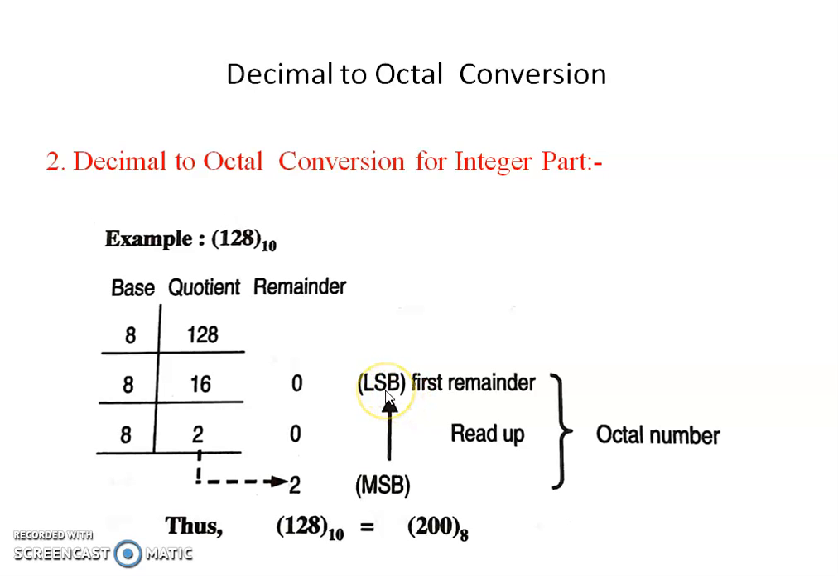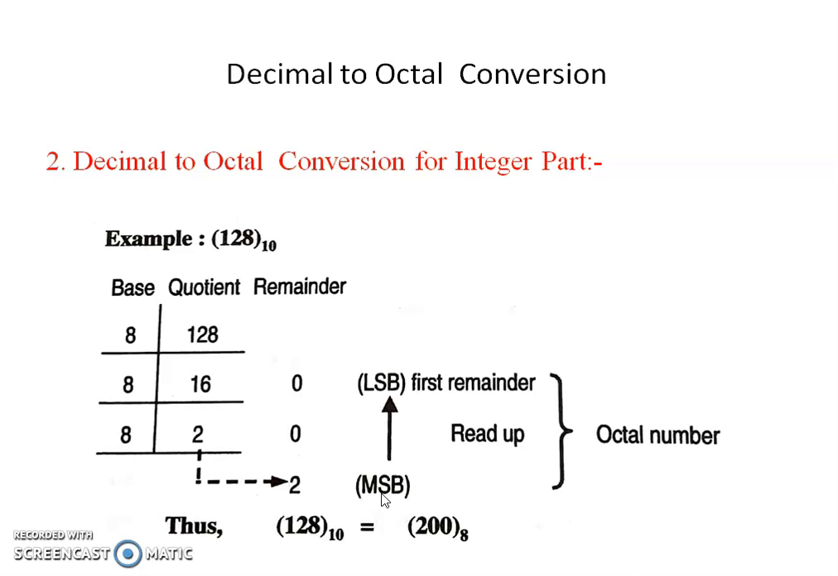Now the third step is to divide the quotient obtained from step 2 by 8. The remainder obtained is the second LSB of the octal number. The last step is to repeat the division by 8 till the quotient becomes 0, that is, the quotient is no longer divisible by 8. The last remainder obtained from the division is the MSB of that particular octal number.